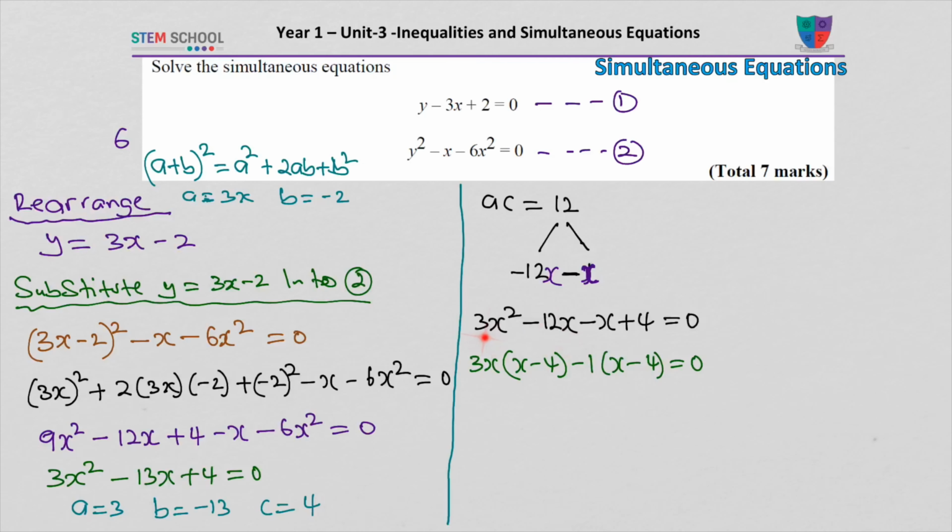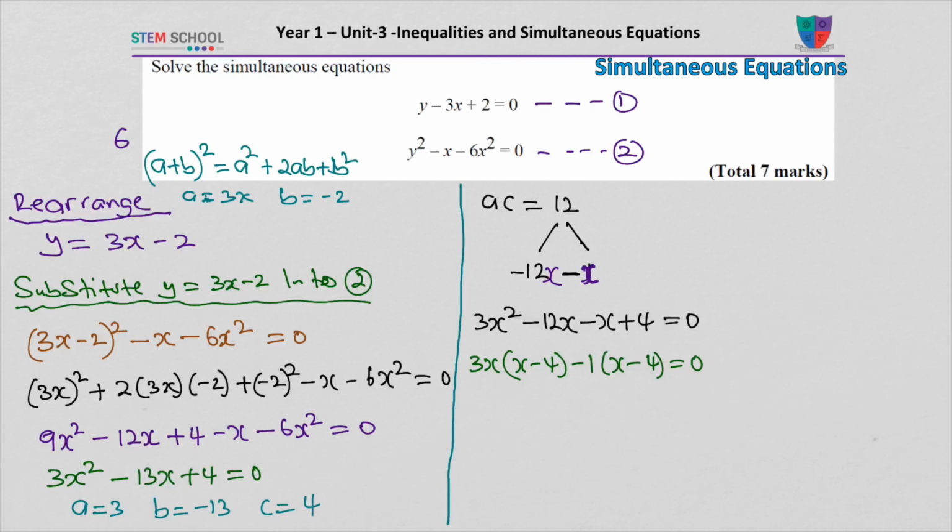So I've taken 3x out of here. So 3x, I've got x left and minus 4. 3x times x will be 3x squared. 3x times minus 4 will be minus 12x. Here I'm taking minus 1 out, so that's minus 1. So I've got x left because minus 1 times x is minus x. And minus 1 times minus 4 will be plus 4, and that equals 0.